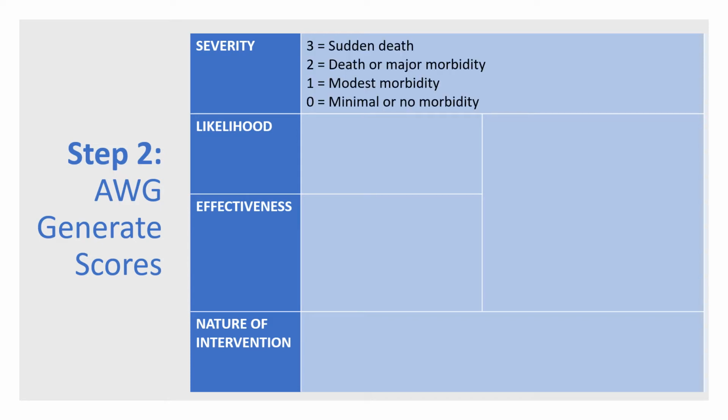So to start with severity, the range of scores for this domain were from 0 to 3, where 0 is minimal or no morbidity, and 3 is the potential risk of sudden death. For likelihood, we score penetrance from 0 to 3, from minimal penetrance to moderate penetrance, or greater than 40% chance that the health outcome is going to happen.